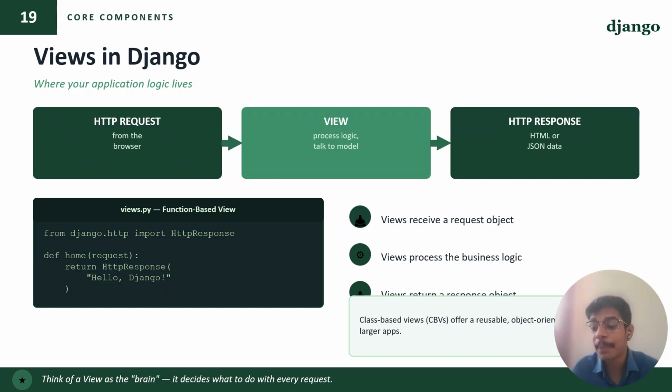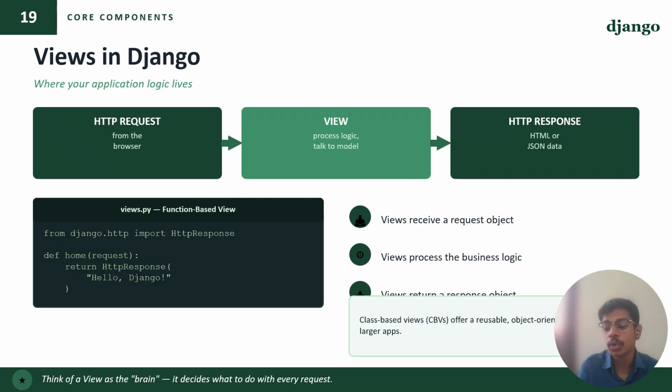Views are considered the brain of Django applications. The view processes the business logic and communicates with the model if necessary. Finally, it returns an HTTP response, which may contain HTML or JSON data. The code shown here is an example of a simple function view. For larger applications, Django also supports class-based views, which provide reusable object-oriented functionality.